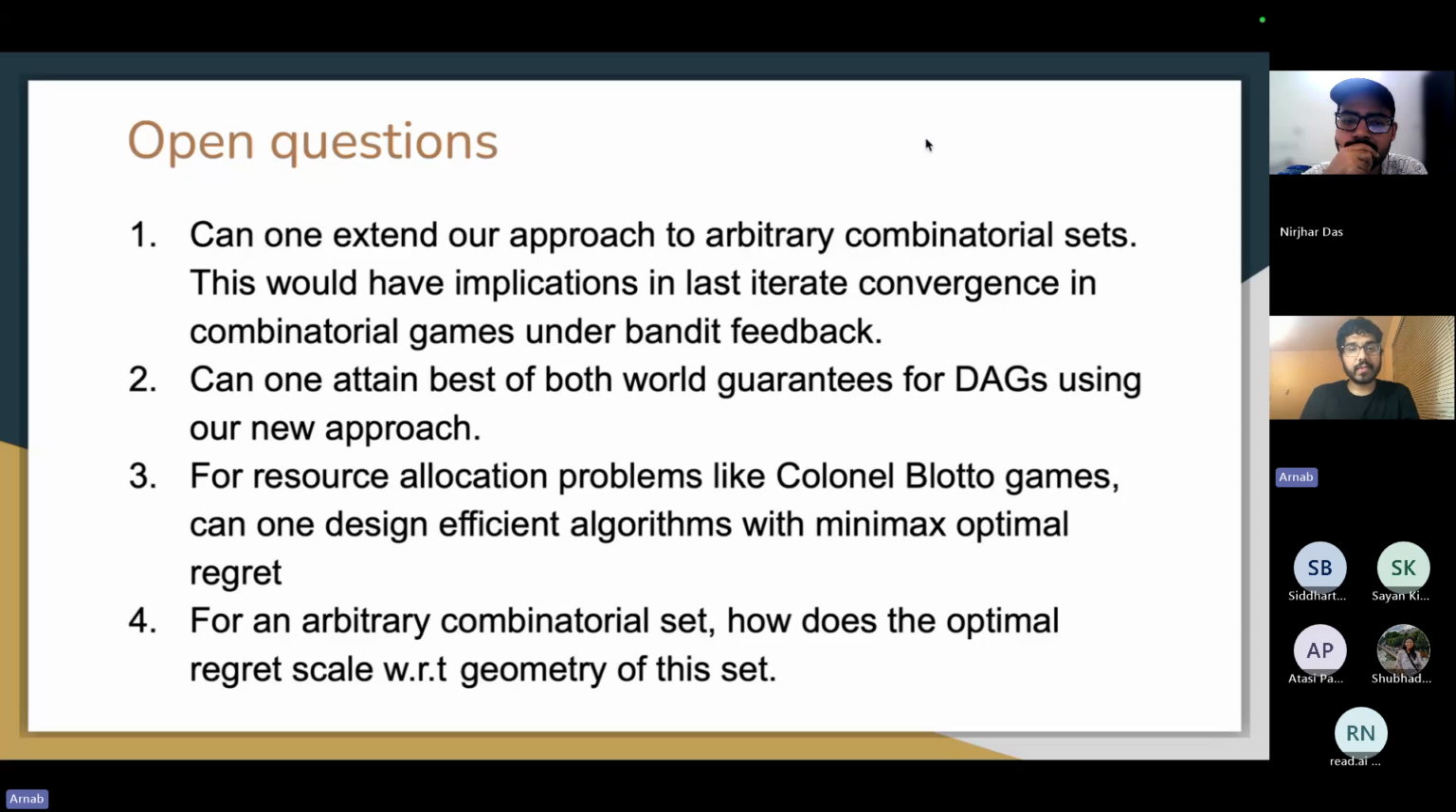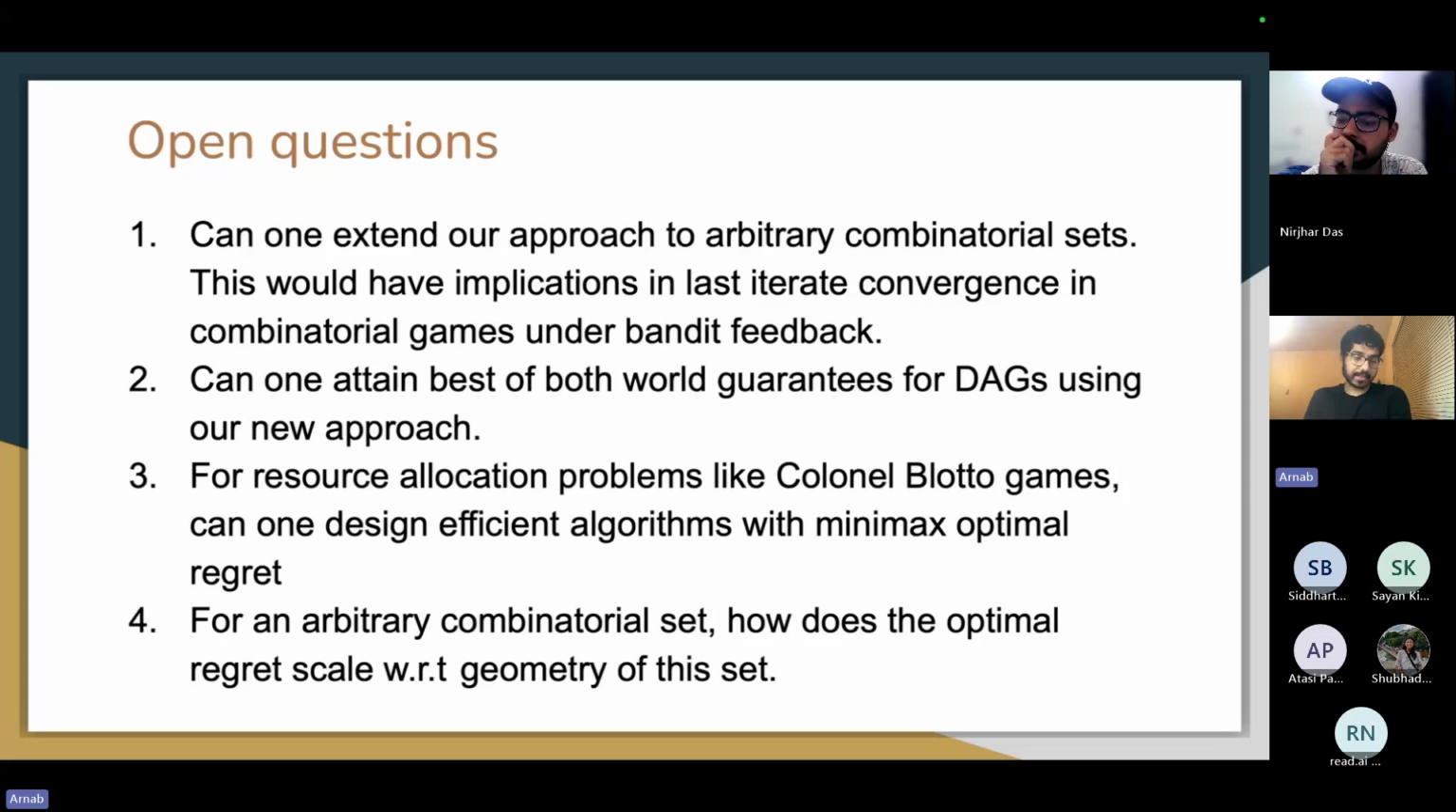And also, if you manage to extend our approach to arbitrary sets, then for combinatorial games, the game community is pretty much interested in last iterate convergence to Nash equilibrium in zero-sum settings. So there will be some interesting results that will automatically come out if one manages to extend our approach.